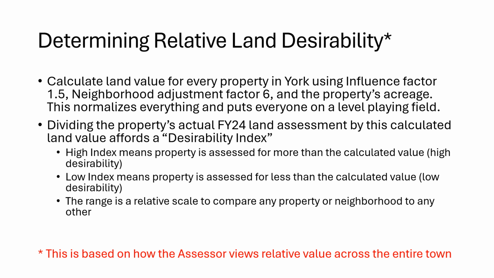Then, dividing the property's actual FY24 land assessment by this calculated land value affords a desirability index. A high index means the property is assessed for more than the calculated value, and that would be considered a high desirability. A low index means the property is assessed for less than the calculated value, which would be a low desirability. The range is a relative scale to compare any property or neighborhood to any other property or neighborhood.